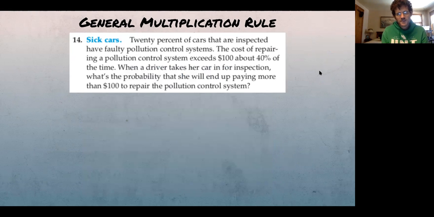20% of cars that are inspected have faulty pollution control systems. The cost of repairing a pollution control system exceeds $100 about 40% of the time. When a driver takes her car in for inspection, what's the probability that she will end up paying more than $100 to repair the pollution control system?